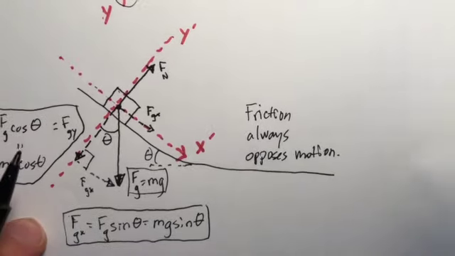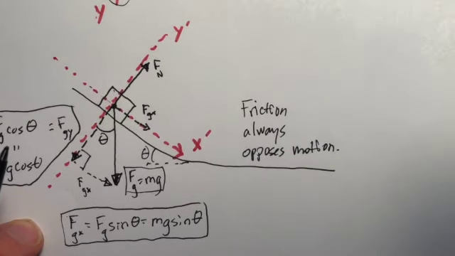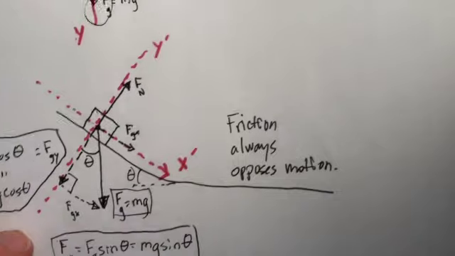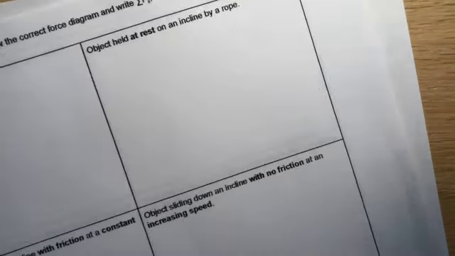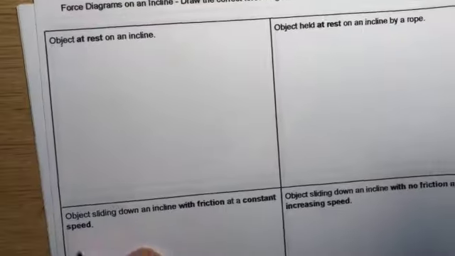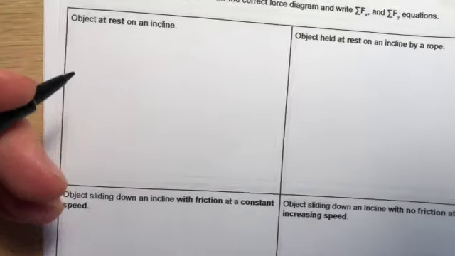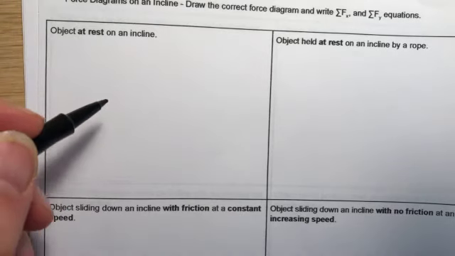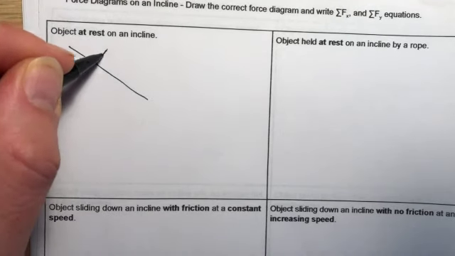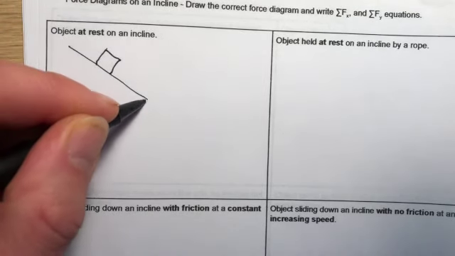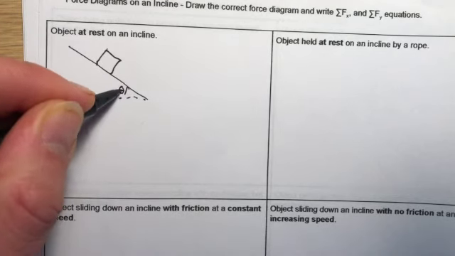So let me go through a few different examples here. And this is actually your homework assignment today, but I will go over this just so you can check and kind of see how you're doing. So I've got 12 different scenarios here, and I'm going to diagram and write the force equations for all of these. So the first one is kind of where we just were, an object at rest on an incline. So here's my object at rest. It's on an incline, some angle theta.